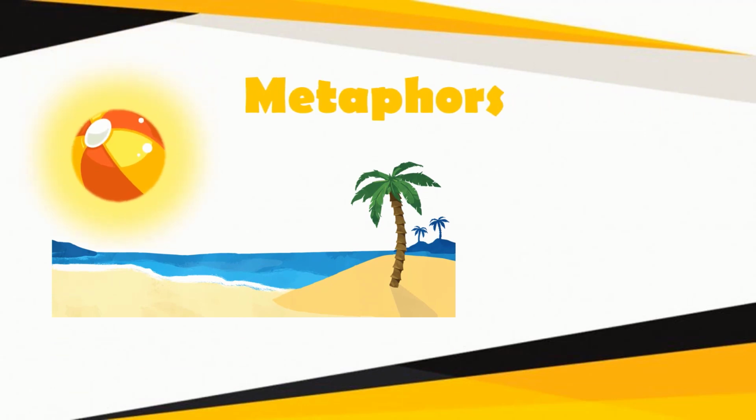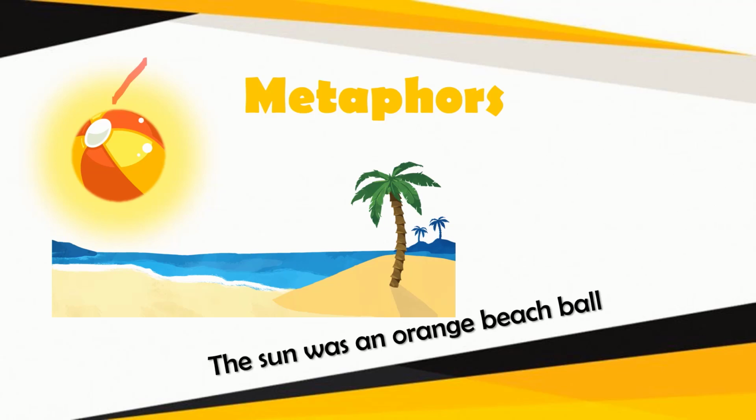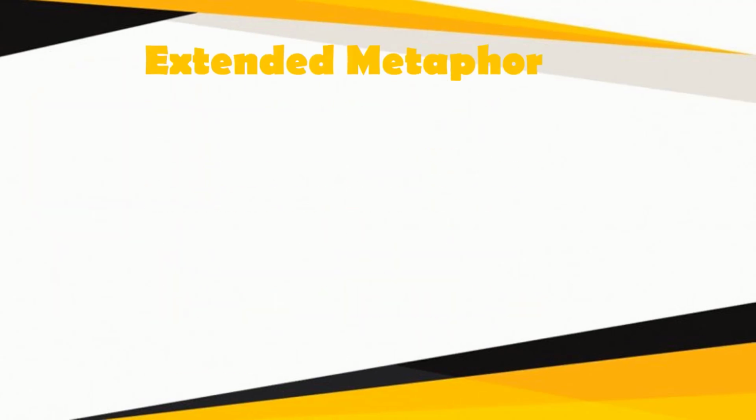Look at this picture. What idea comes to you? The idea is the sun was an orange beach ball. Rather than saying that the sun was bright, shining on the beach, this is really going to give you a good description, and your written script will look better, innovative, and interesting to anybody who is reading it.